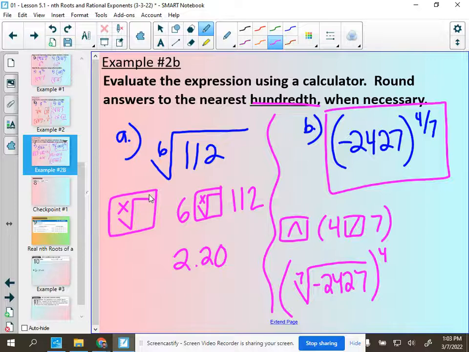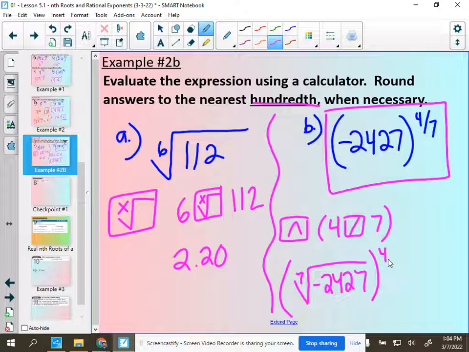So now I'm going to type it kind of similar to this one. I'm going to push the 7 first, change my index to 7, negative 2427. I can push equals after that first part. I can type in the 7th root of negative 2427, push equals. I get negative 3.04495. Now I just need to take that number to the 4th power.